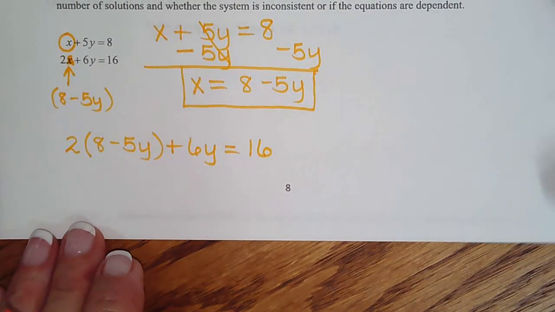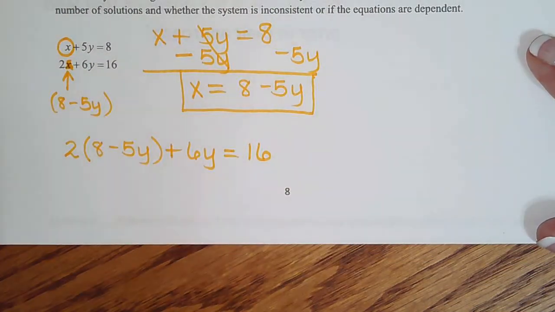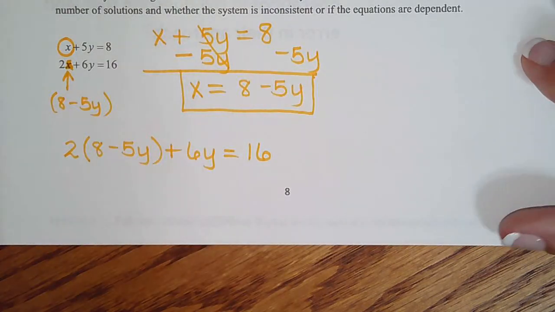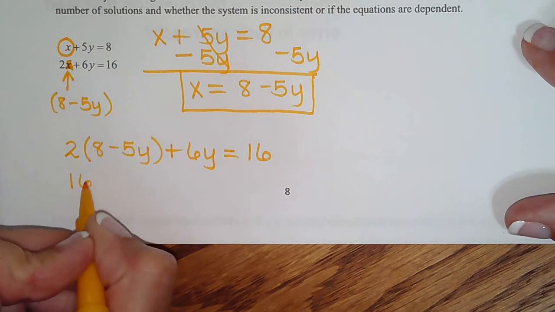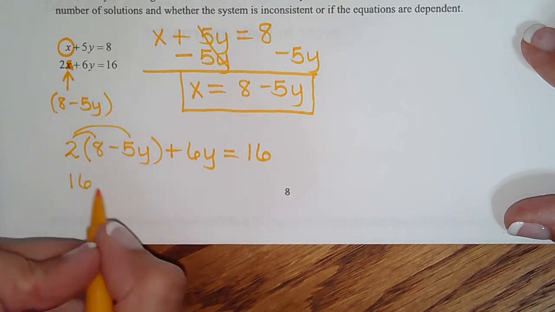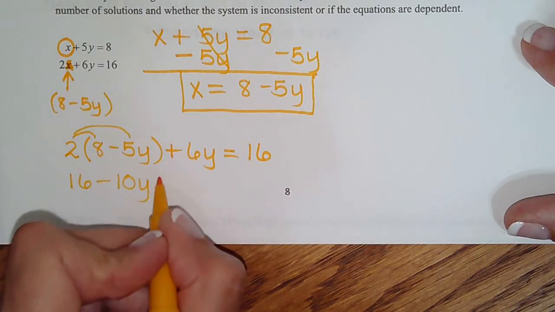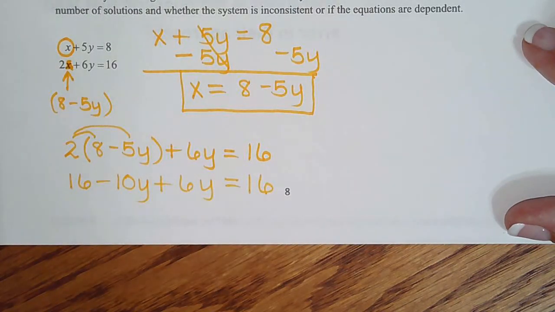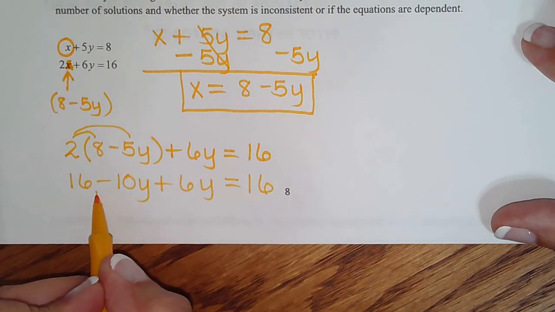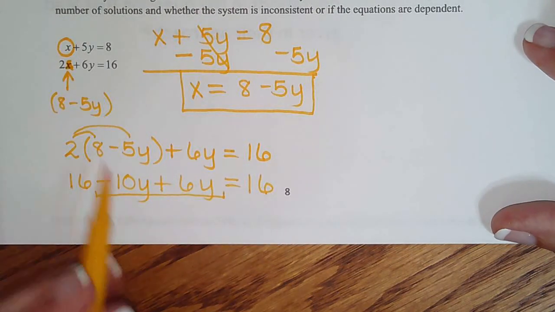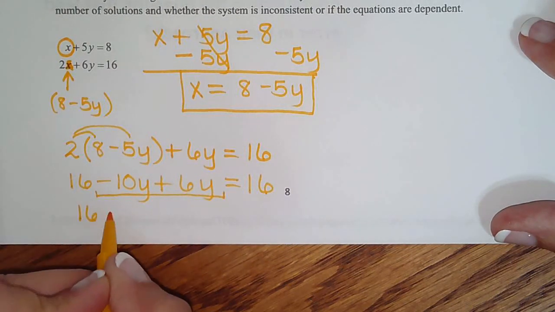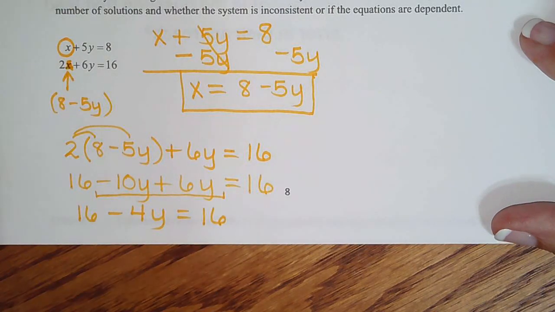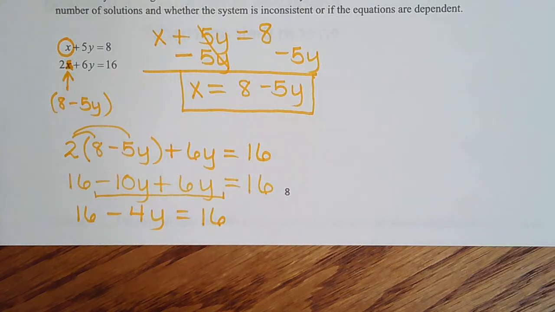So solving that, see how it's all y's now? So now I can solve it. I don't know how to solve this when it has an x and a y, but once it's all y's, I can. So I get 16 minus 10y plus 6y equals 16. Here's some like terms here. So I get 16 minus 4y equals 16. And we'll pick up from there on the next video because I see we're running out of time.